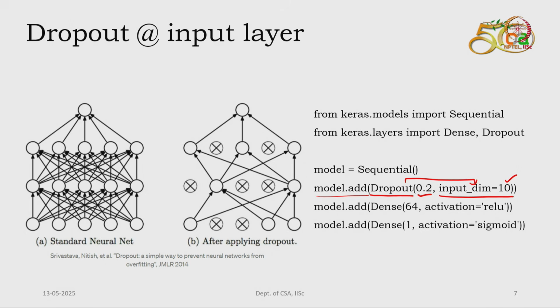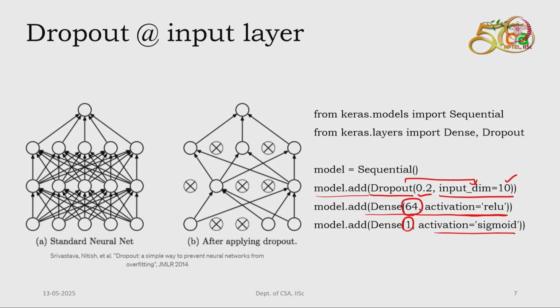Next, at the hidden layer there is no dropout, that means every neuron is connected to all other neurons at the hidden layer. The number of neurons that we are going to place is 64, and because it is a hidden layer, the activation function we are using is ReLU. And since it is a binary classification, we see that there is one neuron and the activation function we have used is a sigmoid.